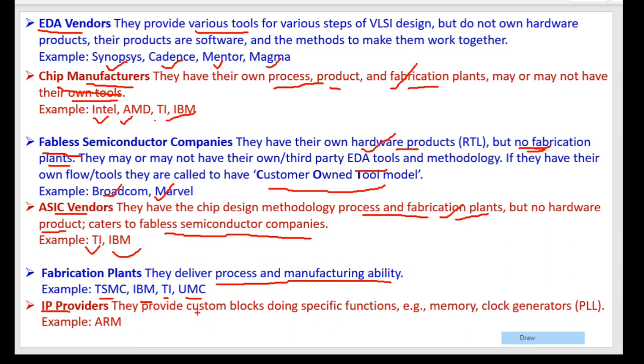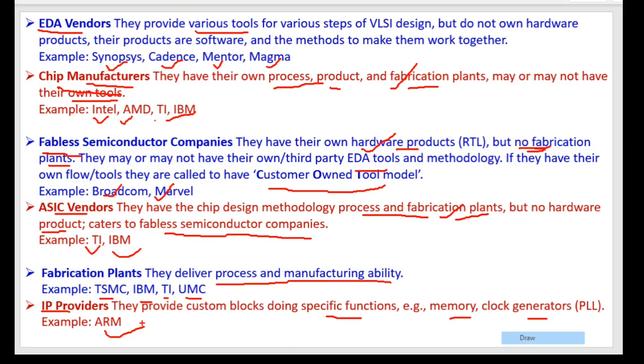So they provide custom blocks doing specific functions, for example memory, clock generators. One most famous example is ARM. ARM provides the ARM processor architecture, but they don't produce it in hardware. They don't have the manufacturing capability. They just give out the architecture. Okay, they just sell this architecture to different companies, and those companies buy the architecture from ARM, and then use those architectures in their circuits.